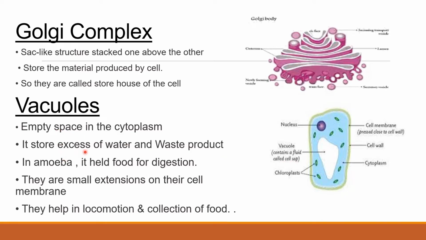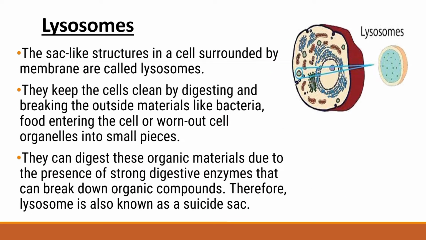And what is the use of the vacuole? They store the excess water and waste products. All those waste products and water get stored. Next, in amoeba, these vacuoles help with digestion of food. They are small extensions on the cell membrane, a little small structure. They help in locomotion and collection of food also. So these are some functions of the vacuoles.